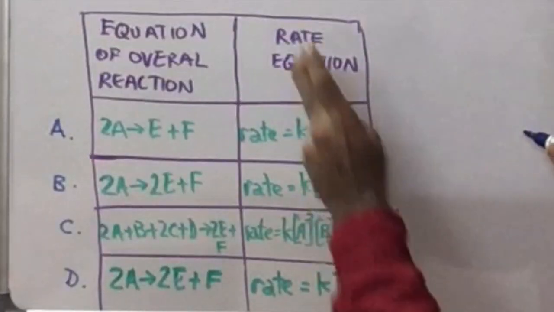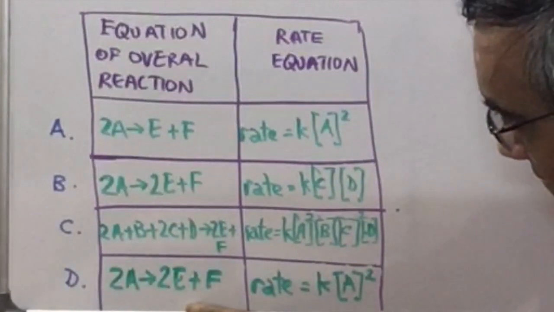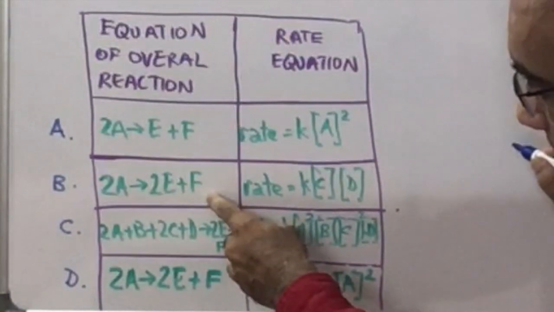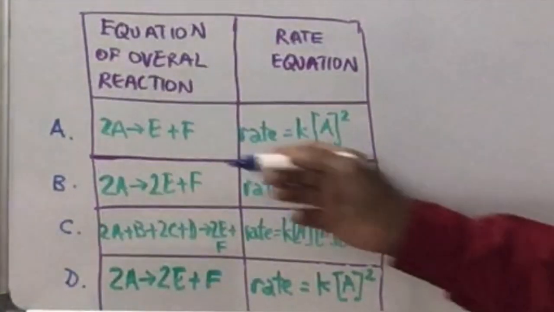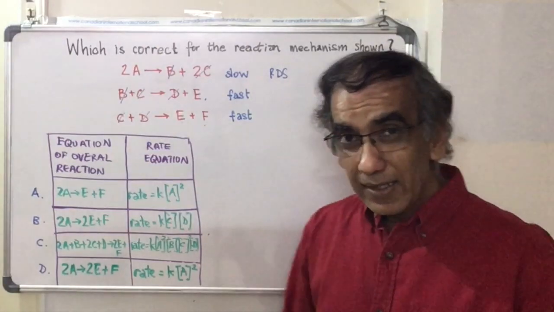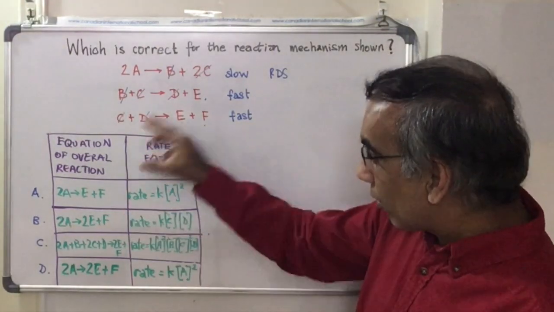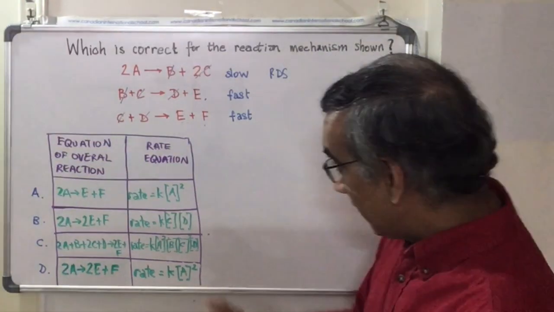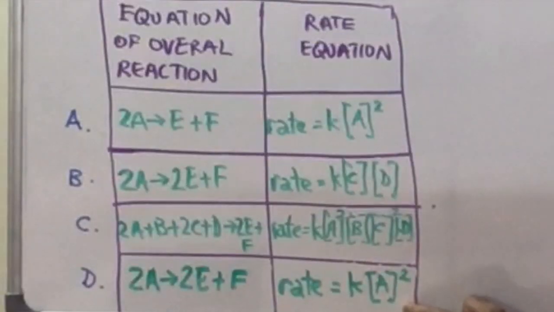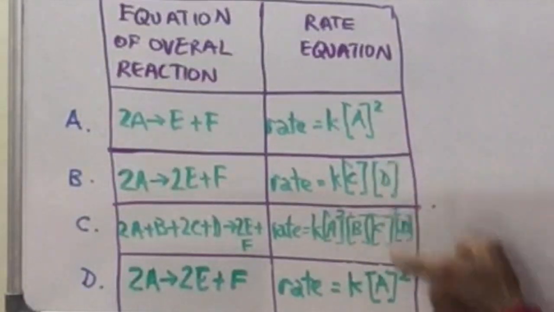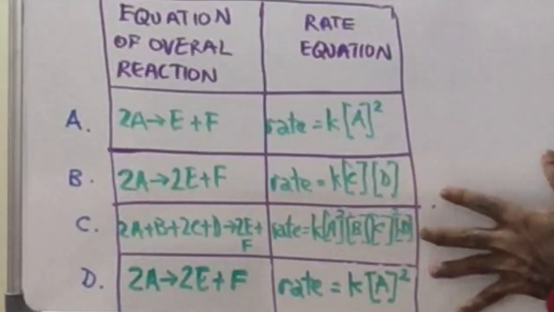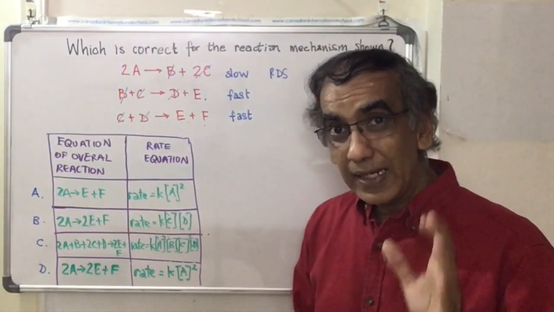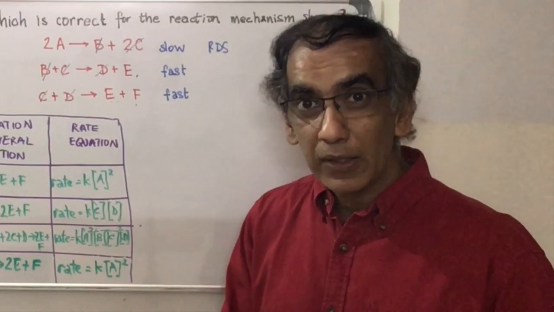And it so happens that two answers on this side offer that choice: 2A gives 2E plus F, and 2A gives 2E plus F. So now we're down to two choices, B and D. And it's a hint that they've given that combination twice. That's a sign that most likely you're on the right track. Then over on this side, these two choices are repeated, whereas these two choices for the rate equation are completely different. And that also is a hint for a shortcut way of confirming your answer.